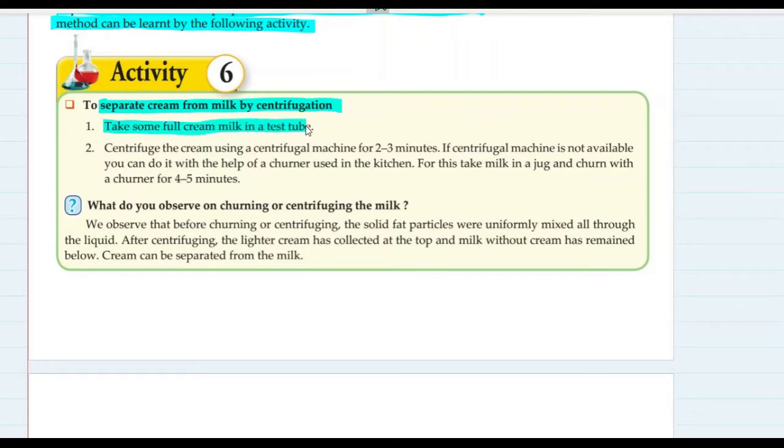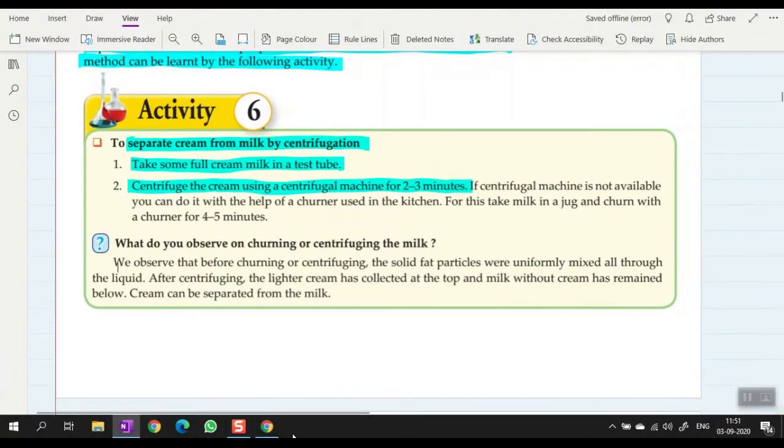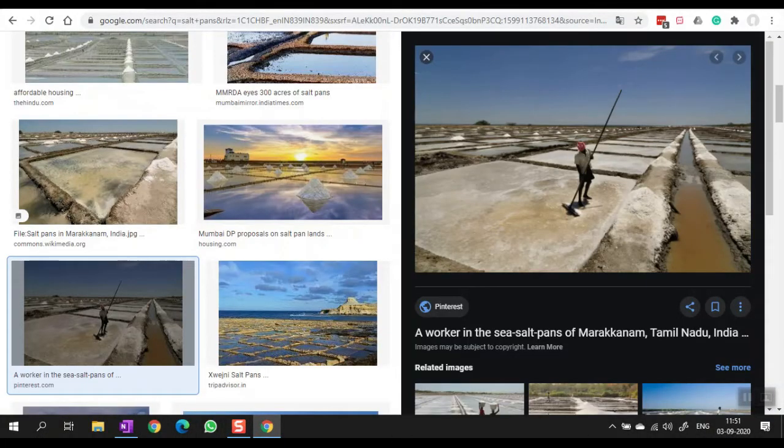Take some full cream milk in a test tube. Centrifuge the cream using a centrifugal machine for 2 to 3 minutes. Now you must be wondering, what is a centrifugal machine? Let me show you a video based on that.